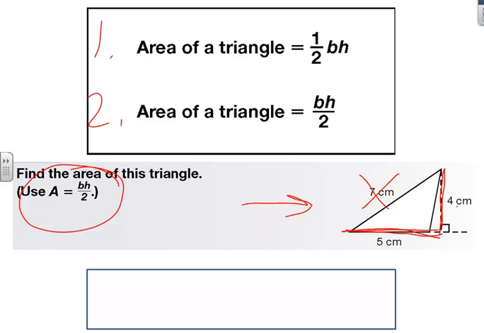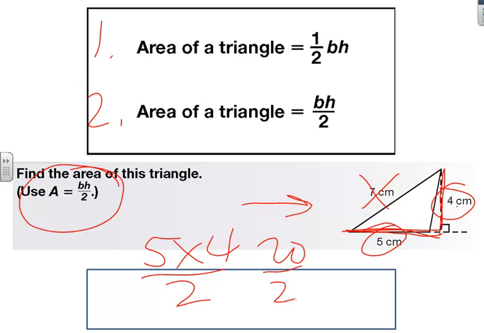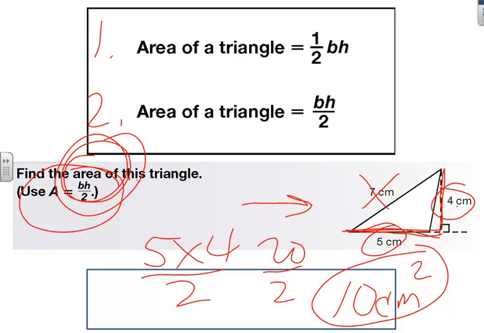Remember, we want the perpendicular height. And our perpendicular height is 4. So now we look at our formula. We got our base of 5, times our height of 4, divided by 2. That's 20 divided by 2. Our answer to this is 10 centimeters squared. That's right. Whenever we have area, we have to square it.